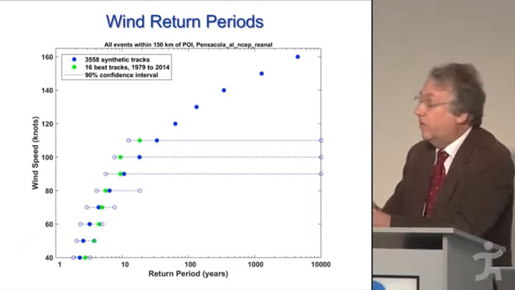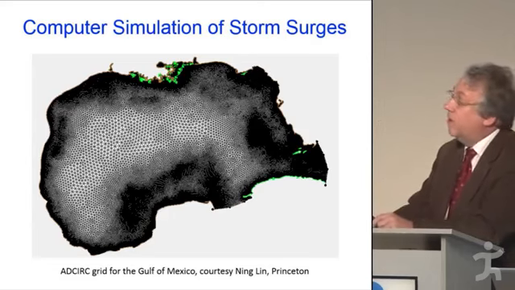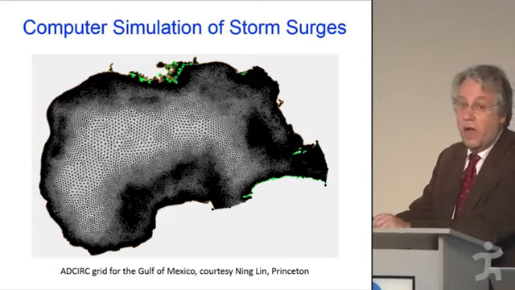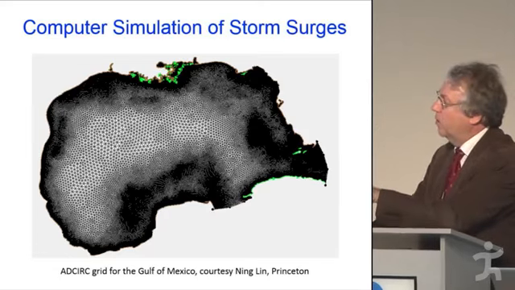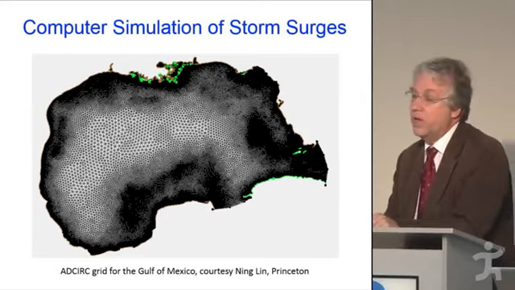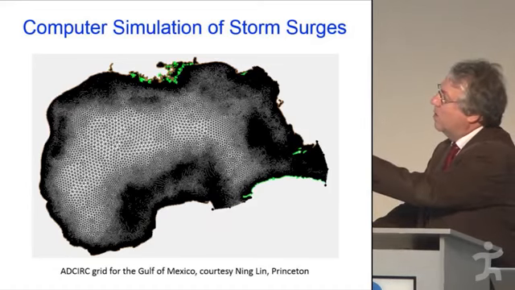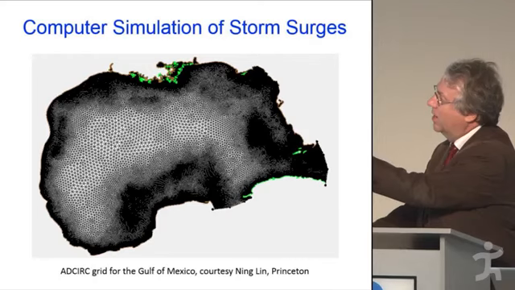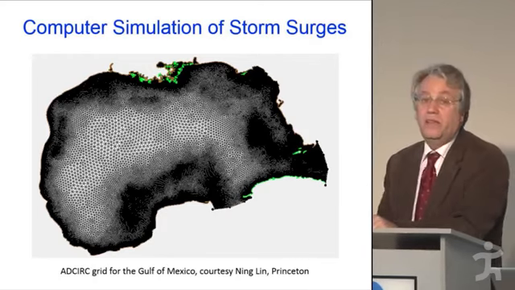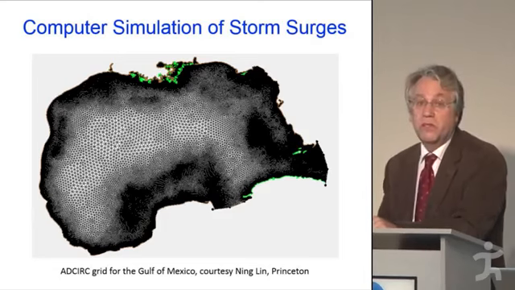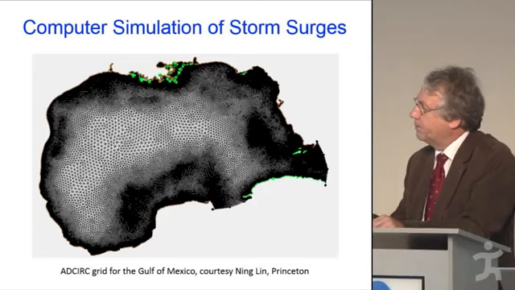Now, once you have these events, you can use them to create storm surges, again, with fairly advanced computer models, which we do have a lot of confidence in. For those of you who've done some modeling, this is the actual computational lattice that we use in the Gulf of Mexico. I don't know if you can recognize that. There's Florida. We're here somewhere. There's Louisiana. So this is the Gulf. And we run these synthetic storms over the ocean and produce surges.